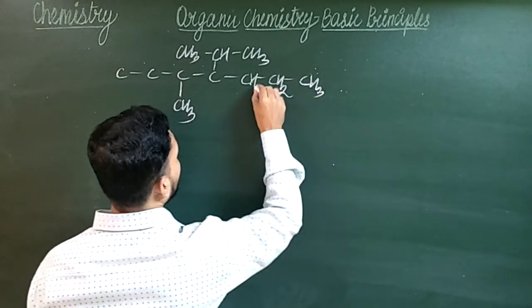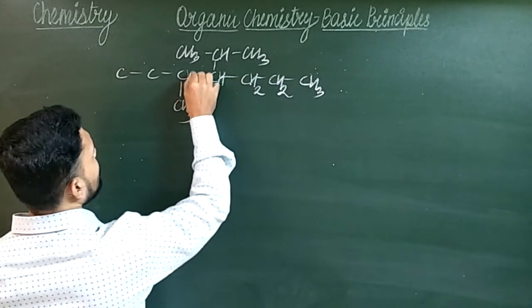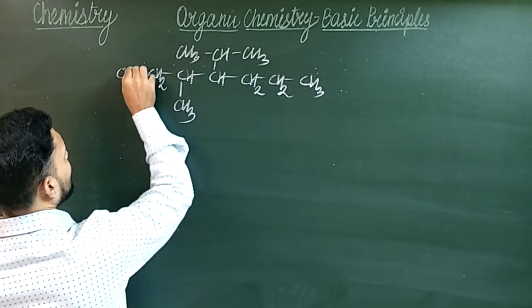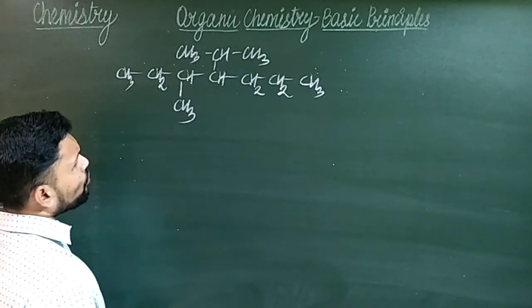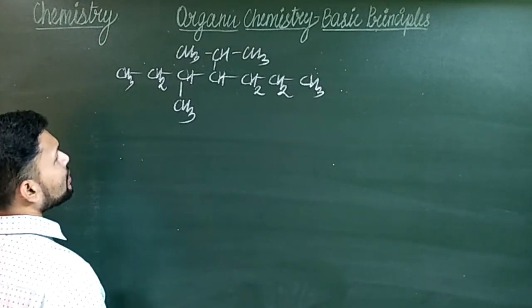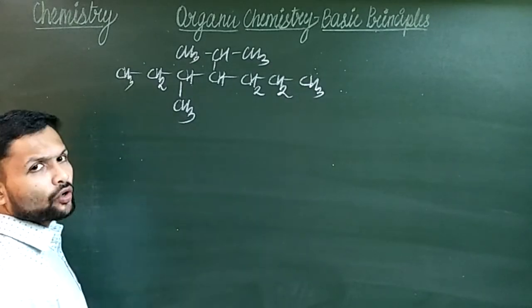So I'll just go into details with some of the rules which students generally find difficult. I'll start with this. What should be the name of this? Look over here. First, find the longest chain.